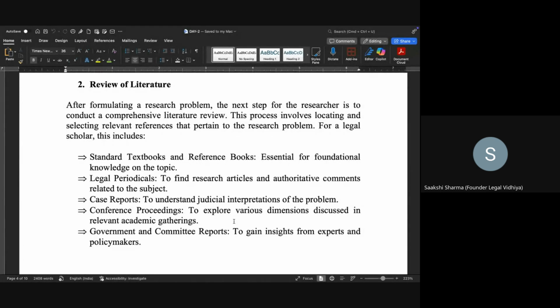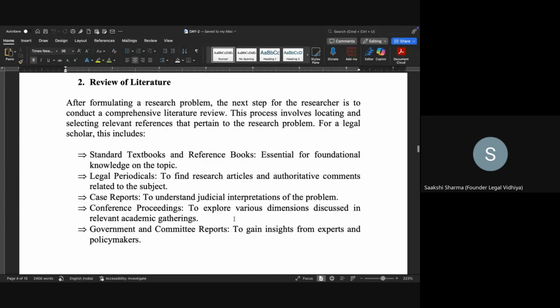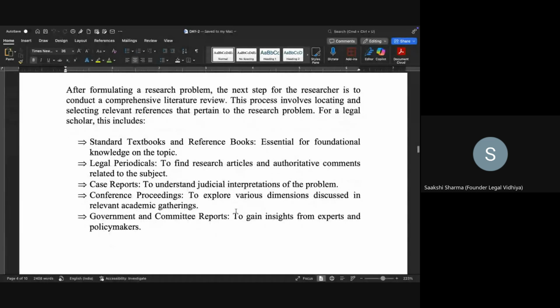This process involves locating and selecting relevant references that pertain to a research problem. Now, जब हम legal scholar की बात करते हैं, we go through textbooks, legal commentaries, case judgments, conference proceedings, and government committee reports while we do a review of literature. पहले तो everyone used to do their literature review by going to library, reading various sources that are available there.